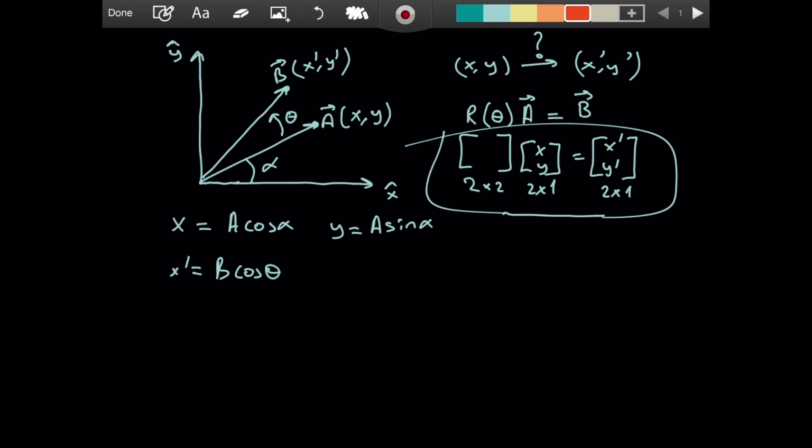So don't put cosine of theta. That is cosine of theta plus alpha. Or we can write it alpha plus theta. We are adding theta later, so let's write it like that. What about y prime? It is B sine of, you wouldn't say theta this time. It is, as you know, alpha plus theta. Cool. Now, we're going to open this expression.